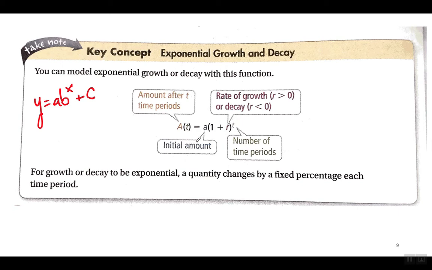All right, for word problems, the initial amount is always going to be a. The rate of growth or decay is going to be r, and you're either going to add it or subtract it to 1. If it's growth, you're going to add it. If it's decay, you're going to subtract it. You'll see what I mean. And the number of time periods is t. All right. Again, stay with me. Give me 1 second. Once you see the examples, it'll all make sense. And I'll keep referring back to this formula.